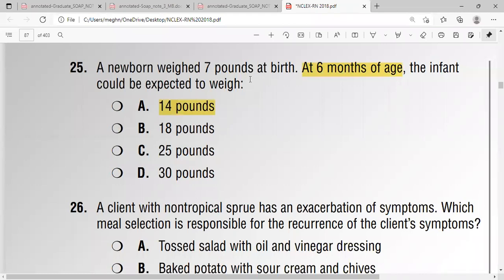So the infant's birth weight should double by the 6th month of age. Answers B, C, and D are incorrect because they are greater than the expected body weight gained by 6 months of age.